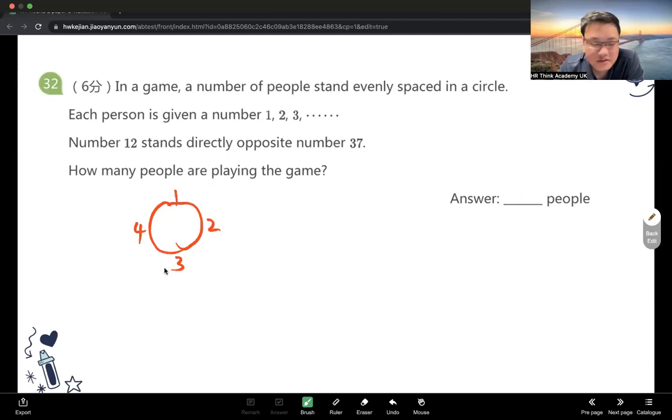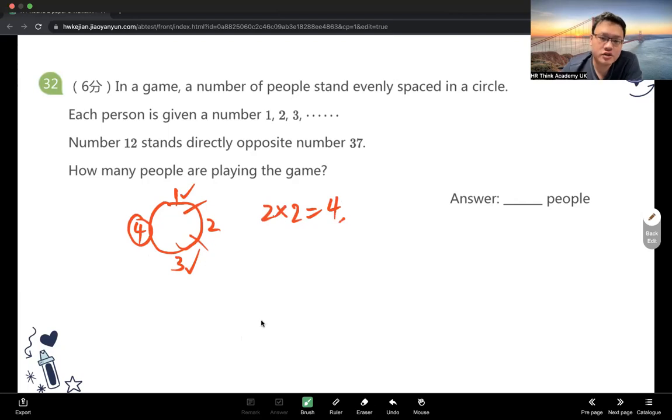What percentage of people got this one correct? 49% of students got this one correct. If we start with this simplest version, you will see that 1 is opposite 3 and 2 is opposite 4. And how can we get these 4 students? We know that we've got 4 in total, right? Actually, just use 3 minus 1. You got 2 intervals. And we all know that in a circle, the number of children equals the number of intervals. But that 2 is just a half of the intervals, right? So you need to times it by 2 to get 4.